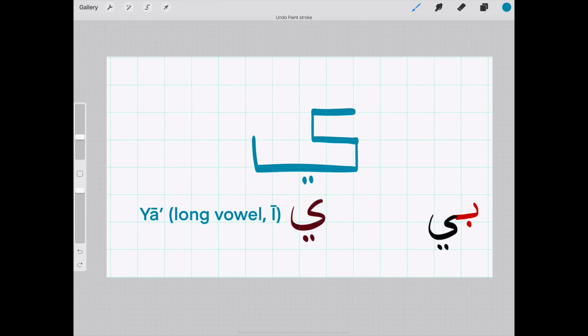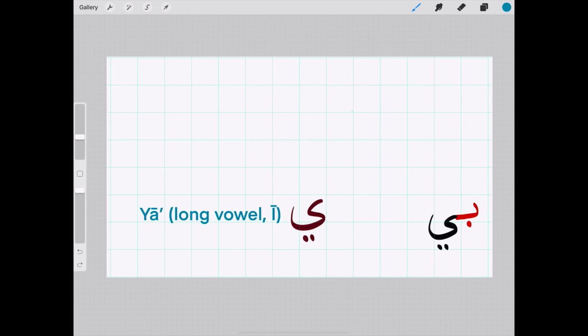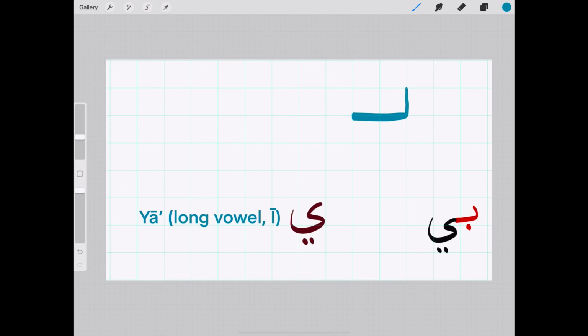Okay, let's redo that again. Or you can write the ba with the ya letter or the E letter like this, ba, and then do the ya letter like this, and you can add the kasra underneath. So this is a B.